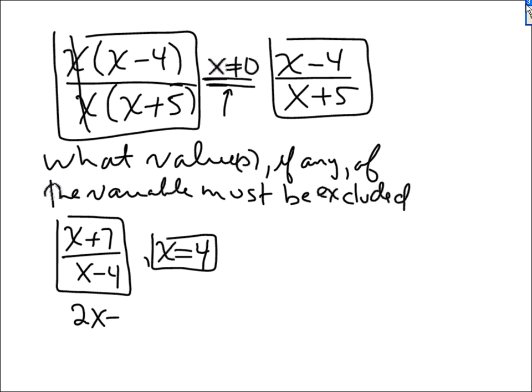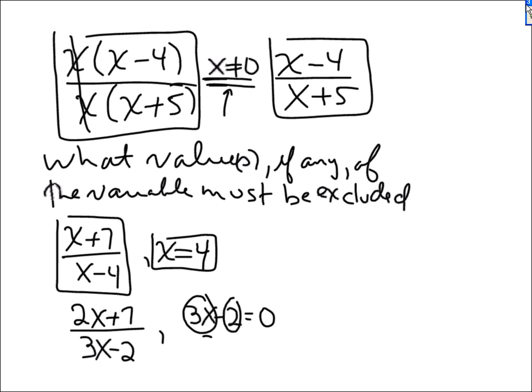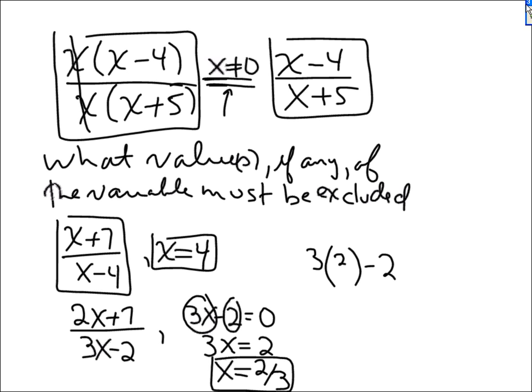If you had 2x plus 7, and you divide by 3x minus 2, the bottom, you can't allow it to be 0. So 3x can't be 2. If 3x is equal to 2, divide by 3 on both sides, you get 2/3. x equals 2/3 must be excluded, because it will make the denominator 0. The denominator is 3 times x minus 2. And if I let x be 2/3, the 3 cancels out, and you get 2 minus 2, which is 0.